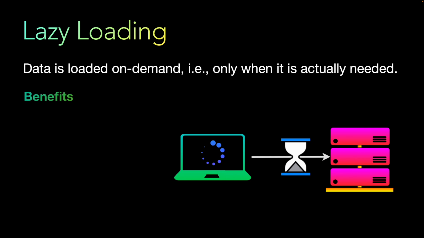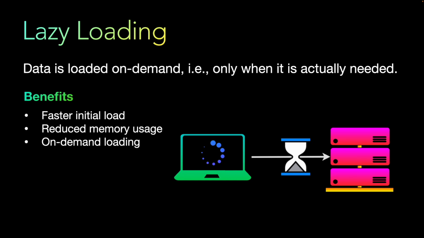Now, what are the benefits? Faster initial load. Only the data that is immediately required is loaded, right? Leading to a faster initial response time. Only the data that is accessible is loaded, which can help in conserving memory, and on-demand loading gives flexibility to load the data only when it is needed, right? Which can optimize resource usage.